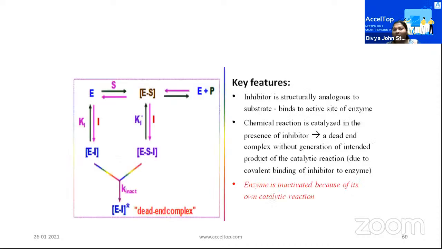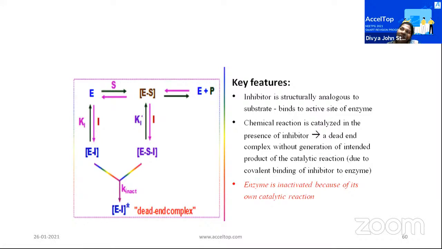I'll make it very easy. The inhibitor is structurally analogous to the substrate. It binds to the active site of the enzyme. The chemical reaction is catalyzed in the presence of the inhibitor, forming a dead-end complex without generation of the intended product of the catalytic reaction, due to the covalent binding of the inhibitor to the enzyme.